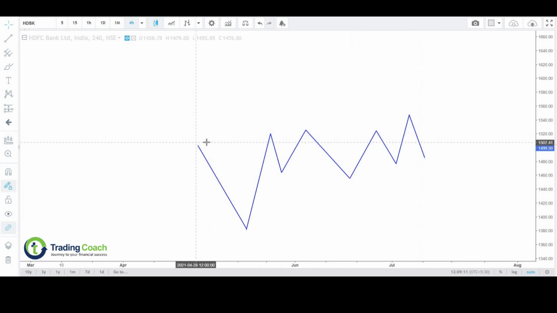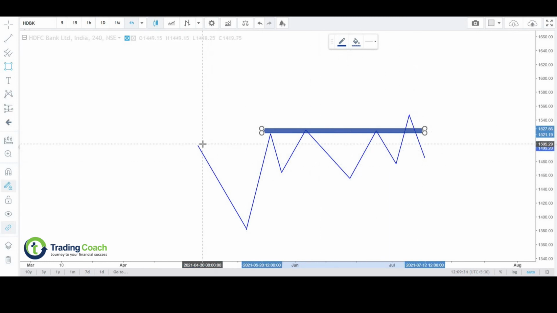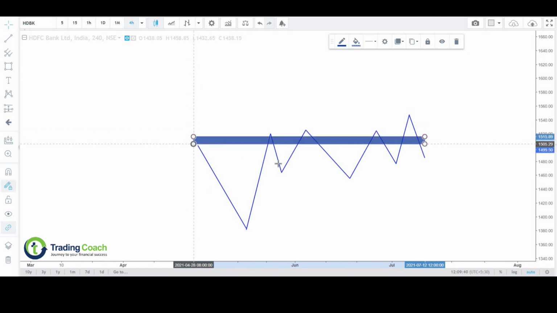From here I can see multiple times prices have seen a major sell-off. So I have to just connect all these major setbacks. Let me take the horizontal rectangle and connect them right through these sell-offs. Okay, I can also extend them a little downside just like this.